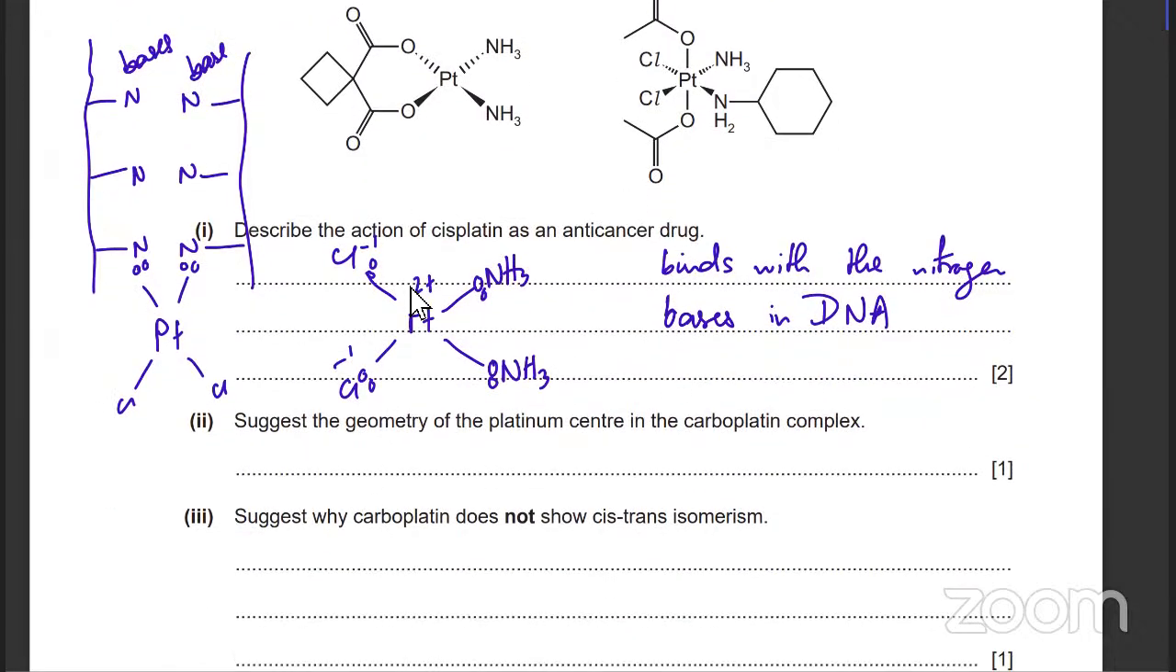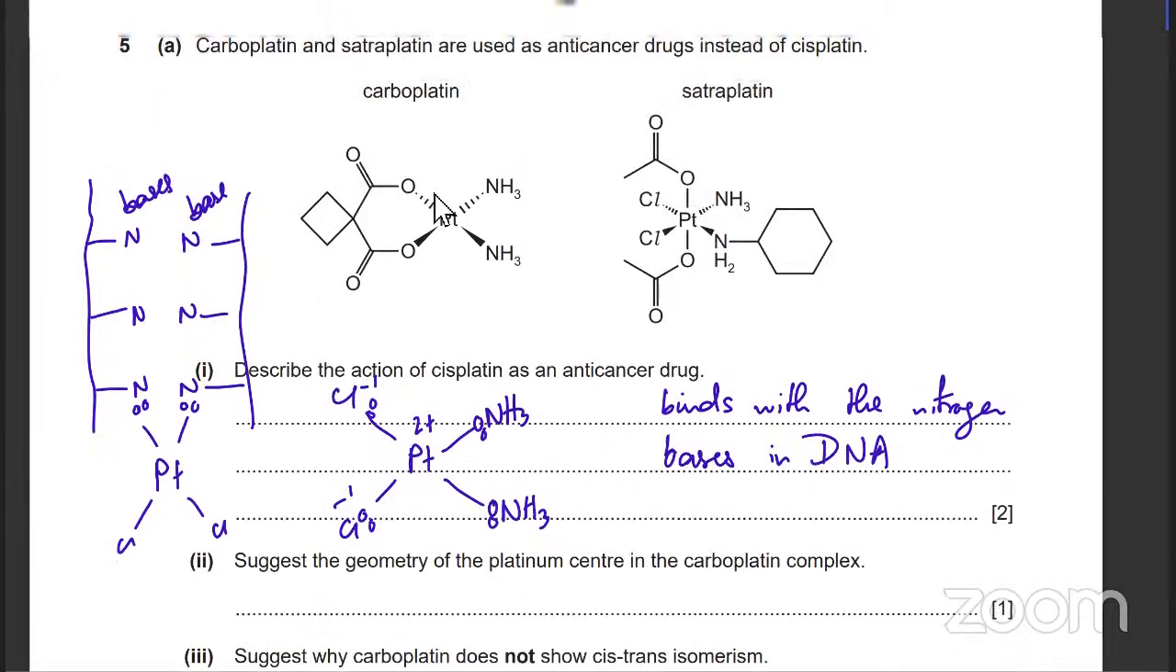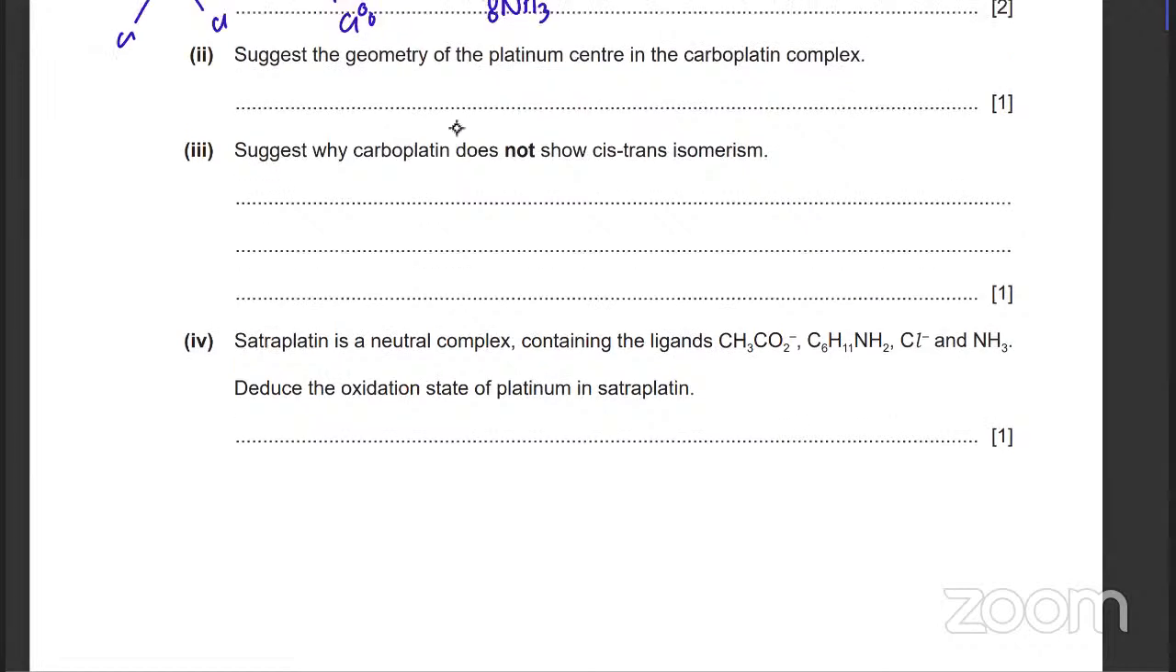Now, moving to the next question, we've got: suggest the geometry of the platinum center of the carboplatin complex. It's square planar. You have to remember this. It's square planar. Cisplatin is square planar, and it's capable of forming geometric isomers as well. Suggest why carboplatin does not show cis-trans isomerism.